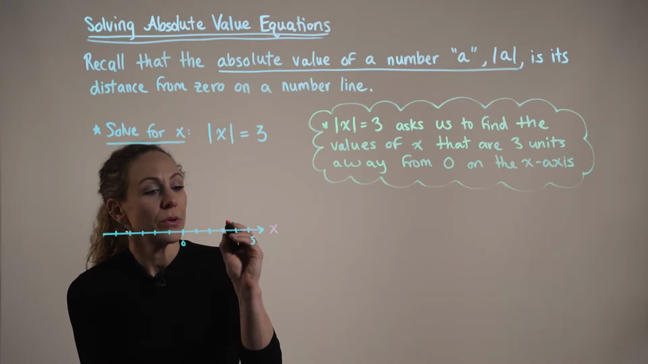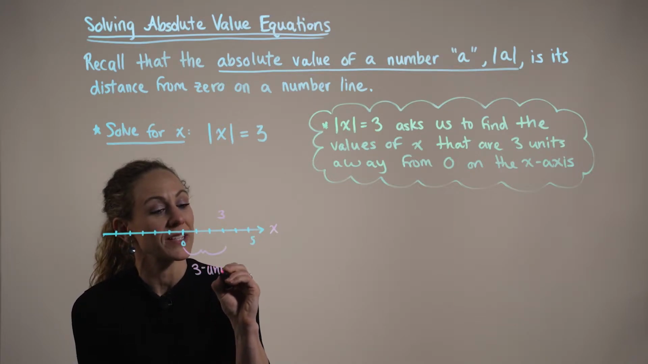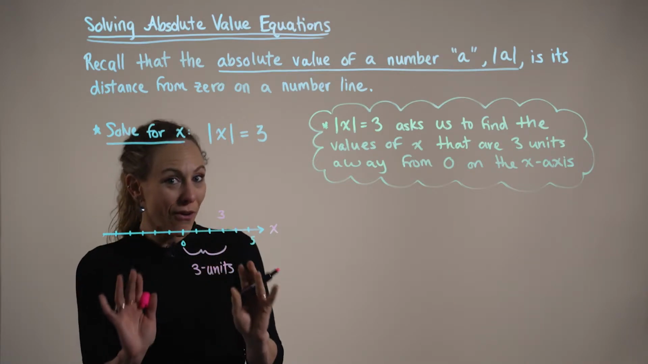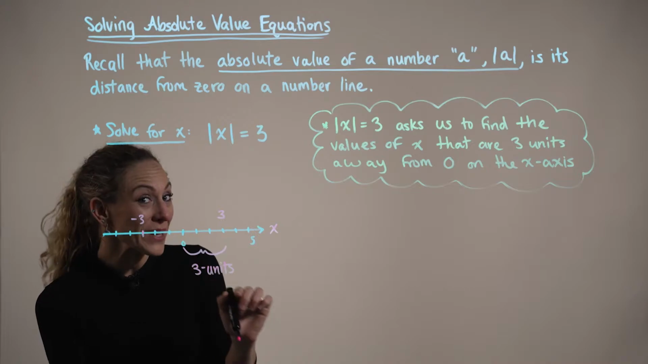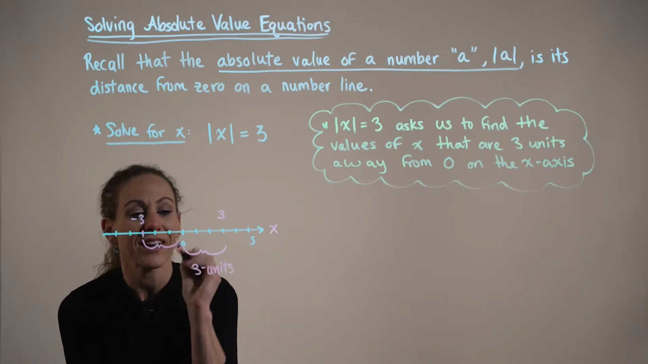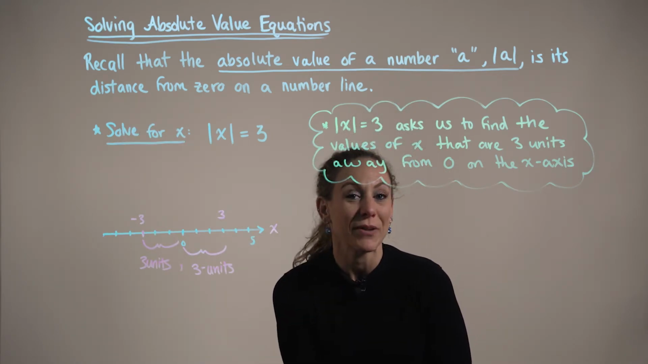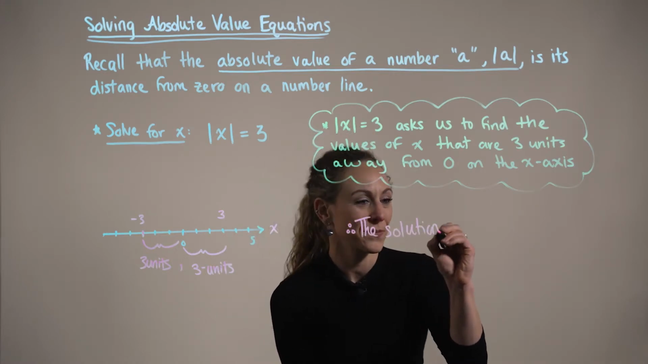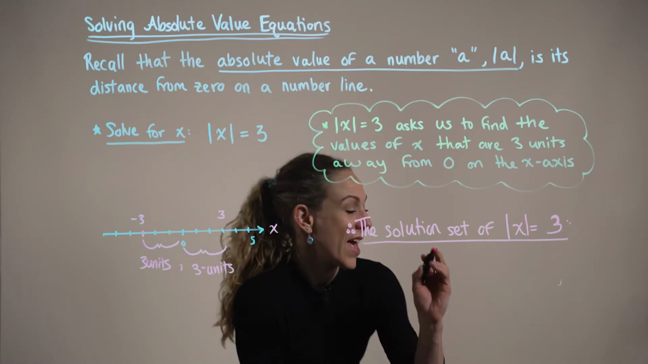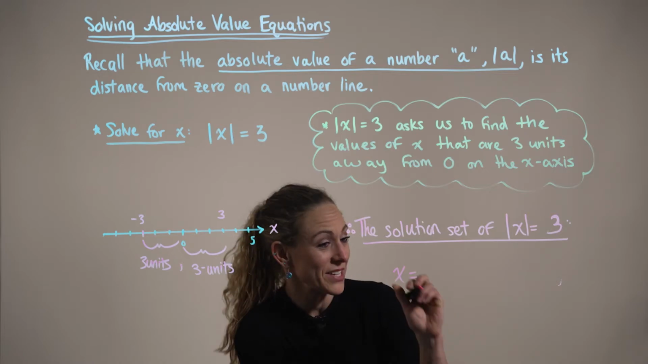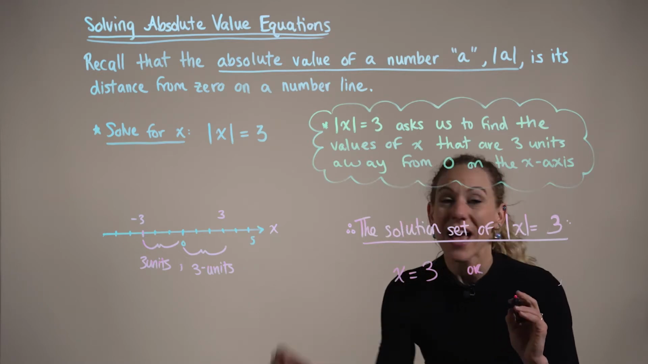We know that positive 3 is exactly 3 units away from 0 on this x-axis. But we also know that negative 3 is a distance of 1, 2, 3 units away, again from 0 on the x-axis. So we have two solutions here, and we can make the following conclusion about the solution set for x. The solution set for the equation, the absolute value of x being equal to 3, has two distinct solutions. x can be equal to positive 3, or, as we saw on the graph, x can be equal to negative 3.